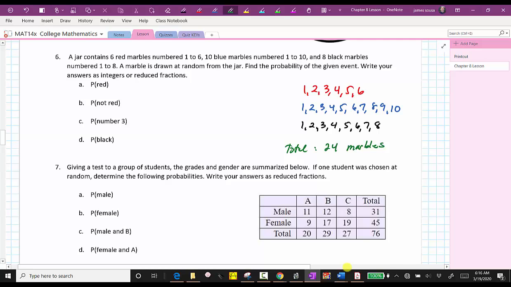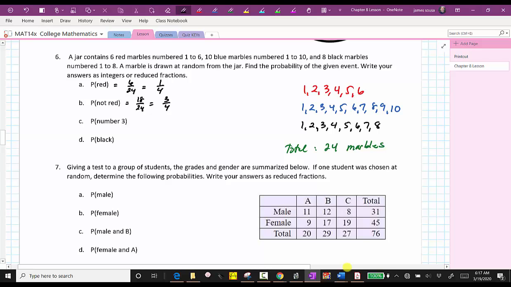So for part A, we want the probability of a red marble. Well, 6 of the 24 marbles are red, and therefore the probability of a red is 6/24, which simplifies to 1/4. Next, we want the probability if we select one marble it's not red. Notice 10 plus 8, or 18 marbles, are not red. Out of 24 marbles, the probability of a not red marble is 18 divided by 24, which simplifies to 3/4. Notice how this is also equal to 1 minus 1/4, where 1 represents 100%, minus the probability of a red marble, which would give us the probability of not a red marble.